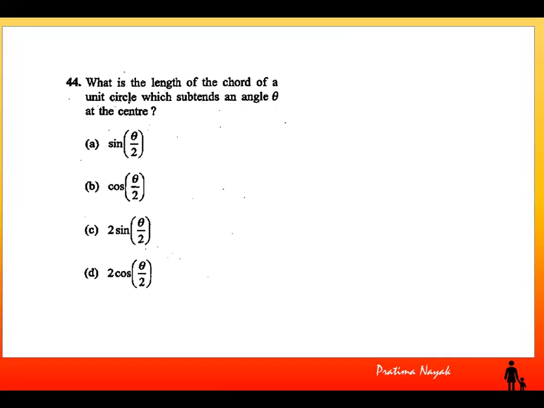Question number 44. What is the length of the chord of a unit circle which subtends an angle theta at the center? It is sine theta by 2, cos theta by 2, 2 sine theta by 2, 2 cos theta by 2. Four options are there. Now what is a unit circle? Unit circle means the radius is 1. When radius is equal to 1, we call it a unit circle.